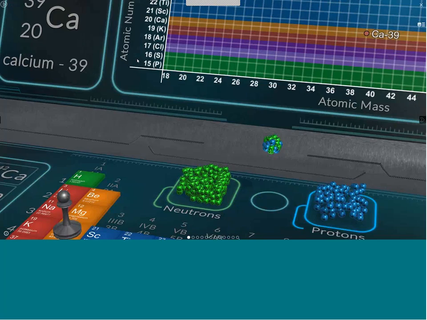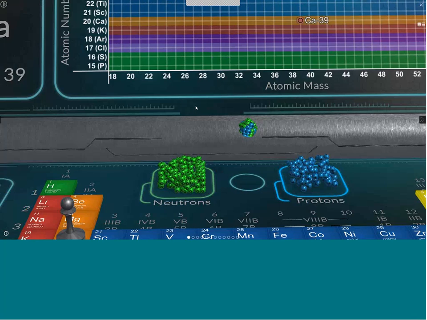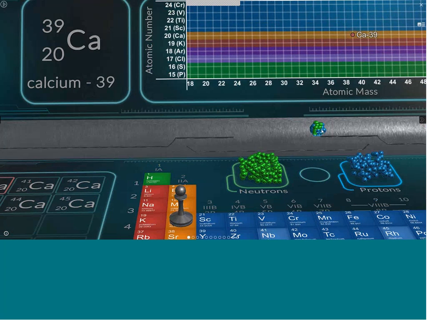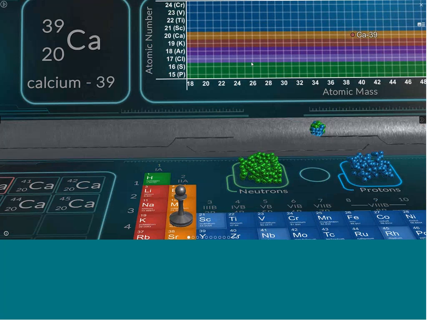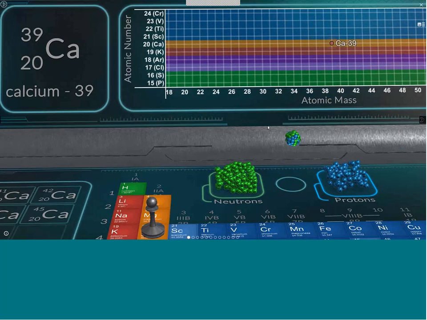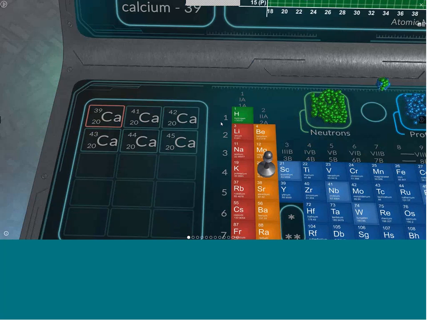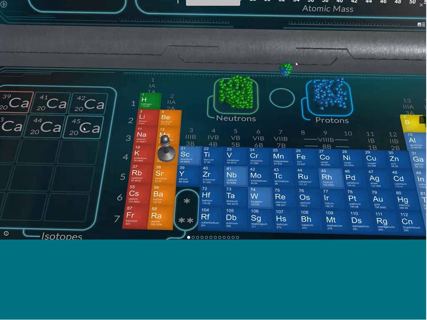So like I said, I've selected calcium, and in particular, I've selected calcium-39. So because the atomic number of calcium is 20, I know that there's 20 protons, or these blue spheres, inside the nucleus. And because the atomic mass is 39, I can figure out that there are 19 neutrons in this nucleus. On the left side over here, I've got some other common isotopes for calcium. So for example, if I were to click on this calcium-45, pay attention to what happens here on the nucleus.